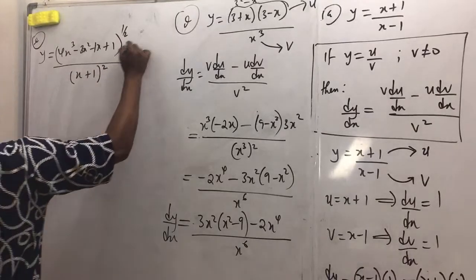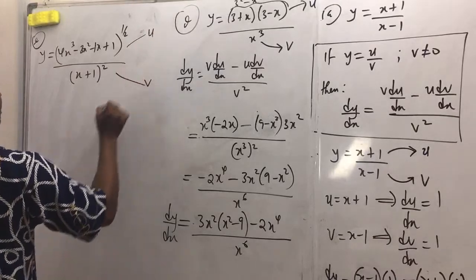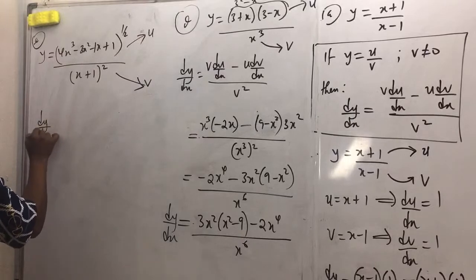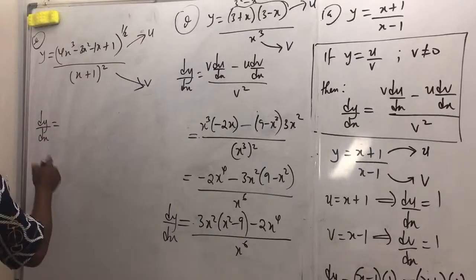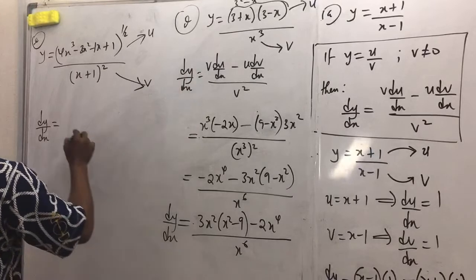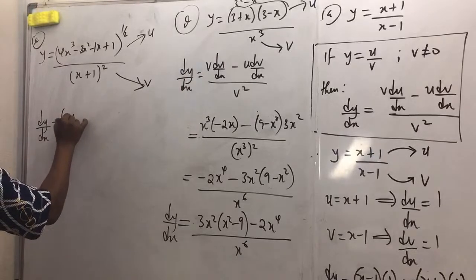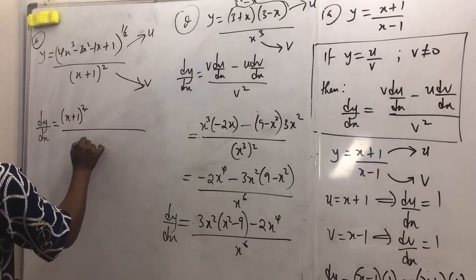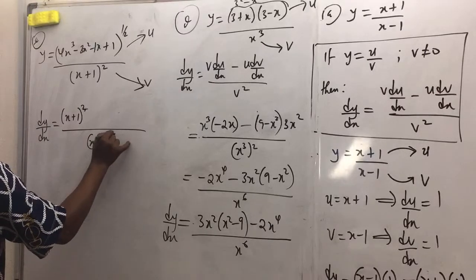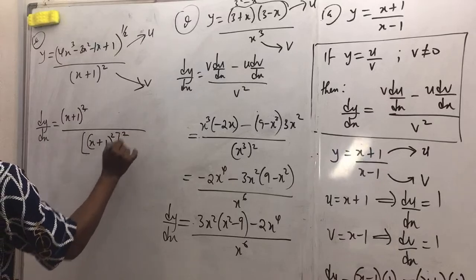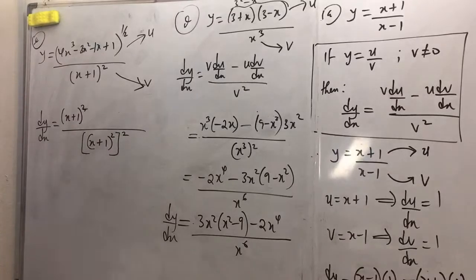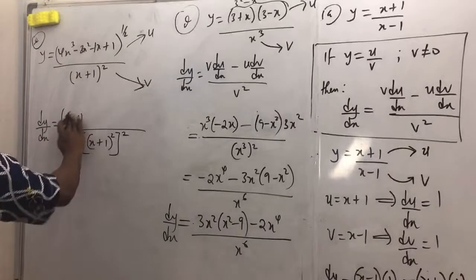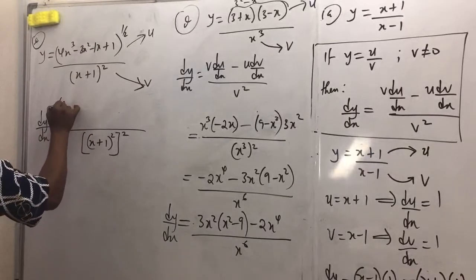Now, I'm going to call the numerator my u, call this my v. Okay? So differentiating y with respect to x would mean using quotient rule. Your v in this case is x plus 1 all squared. So I'm going to bring that here, all over my v squared, x plus 1 squared raised to power 2. Okay? Then, since I've kept my v constant, I'm going to differentiate my u. Now let me bring this one upward.